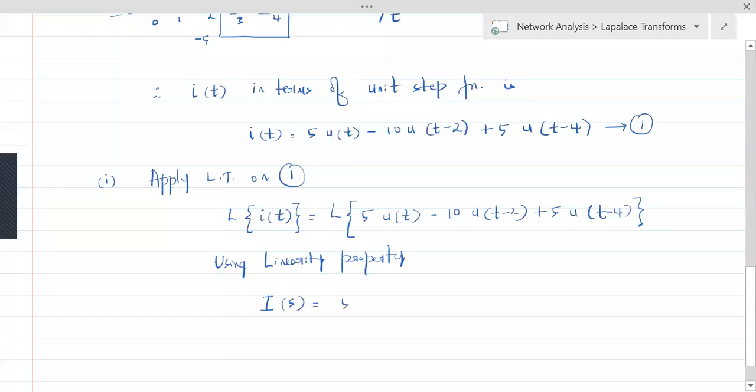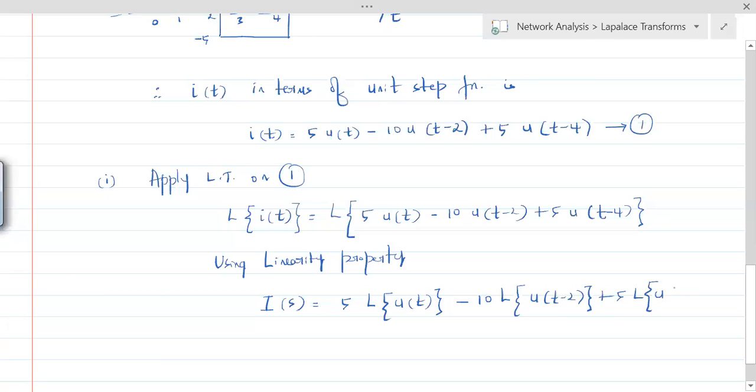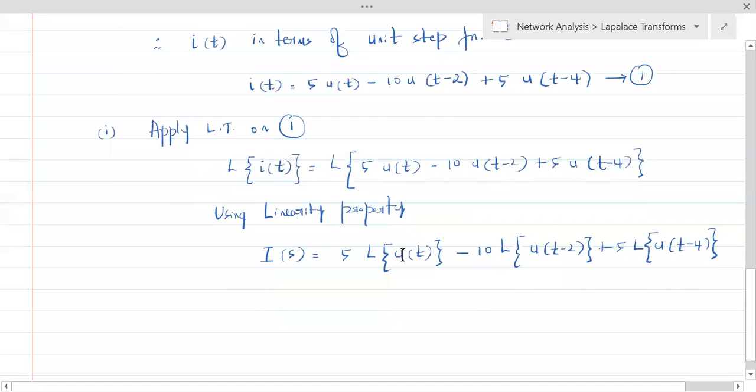By linearity, I can keep 5 out and apply Laplace transform on u of t. Similarly, I can keep 10 out and apply Laplace transform on u of t minus 2. Keep 5 out and do the same on the last term, that's u of t minus 4. Now, which property do we need? Here it is straightforward. We know the Laplace transform of u of t, but it is the shifted version of u of t. So it is a time shifted version.